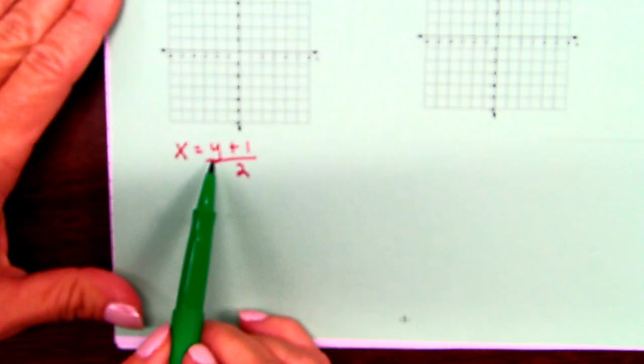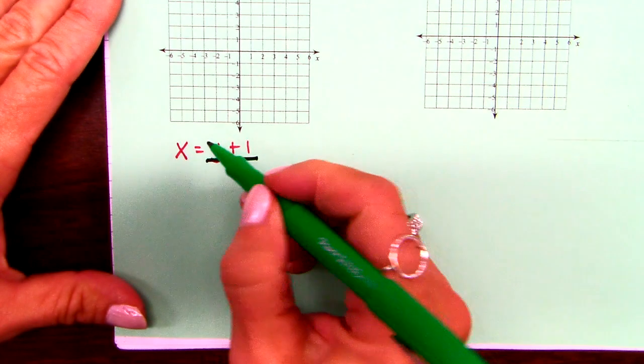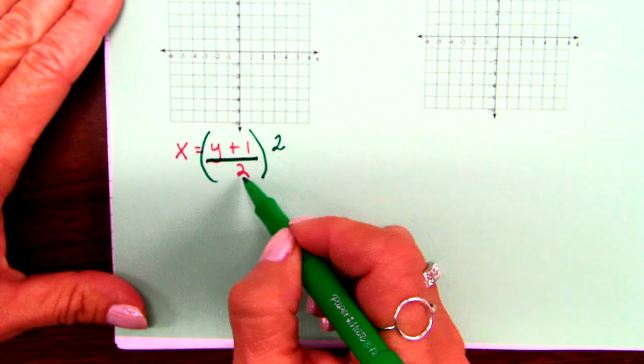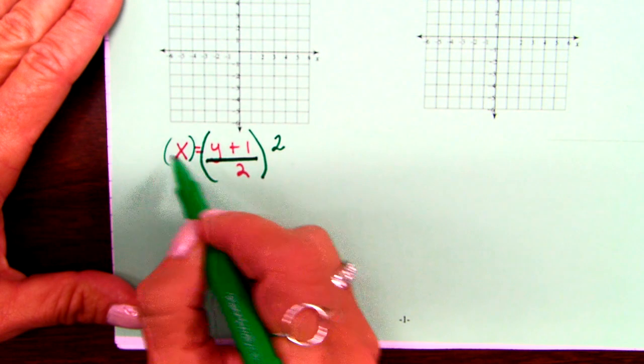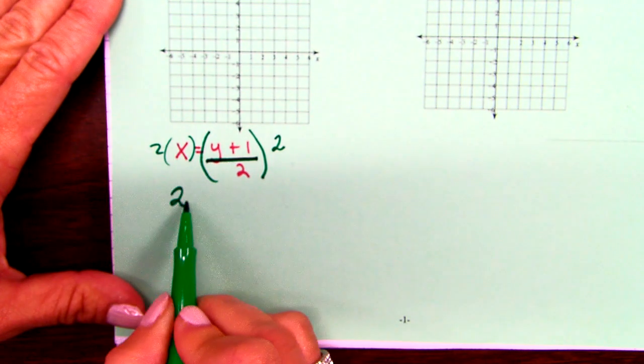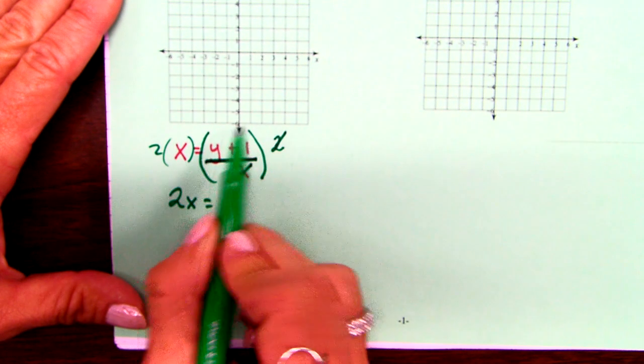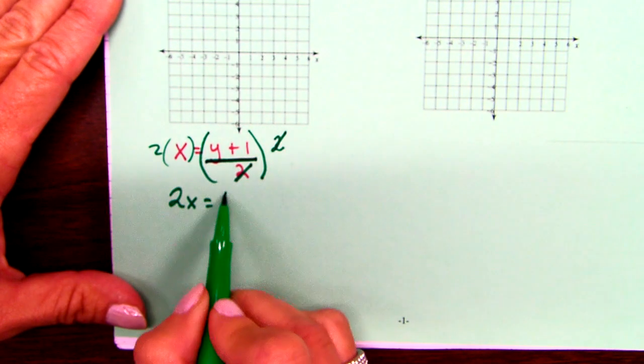All right, I have to get y by itself. Remember, this is division. Opposite of division is multiplication. If I multiply both sides by that denominator, I'll get 2x over here. These 2's cancel. I'm not distributing it. You don't touch the numerator.